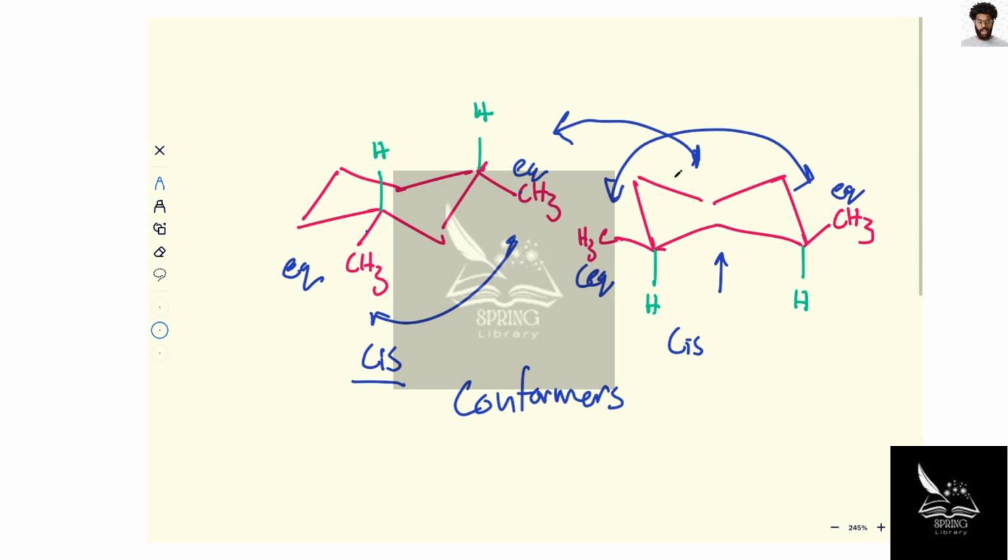So in fact, to get from one to the other, like I said, all you'd have to do is literally turn the chair over. You wouldn't have to do a chair flip. So they're not conformers in that sense. They're really just the same molecule, but viewed from a different point of view.